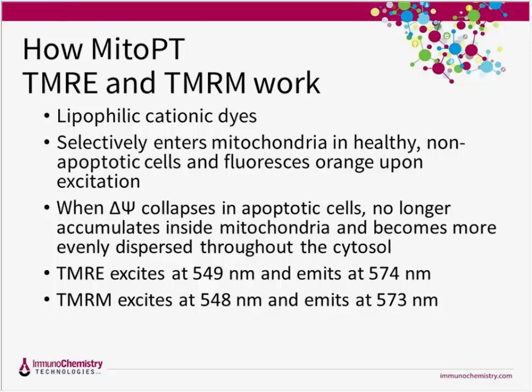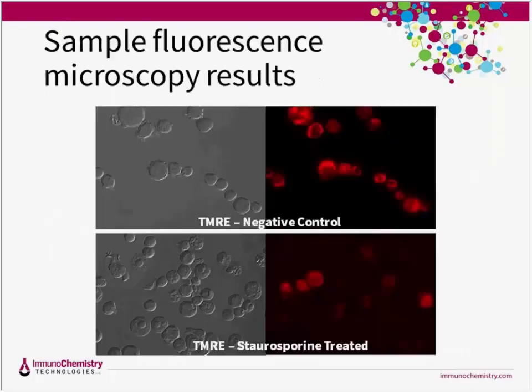Structurally, TMRE and TMRM are nearly identical, so they're the ethyl and methyl ester forms of the same compound. As you might expect with such structural similarity, the excitation and emission optima of the two dyes are very similar as well. TMRE has a peak excitation at 549 and a peak emission at 574, and TMRM has a peak excitation at 548 and emission at 573.